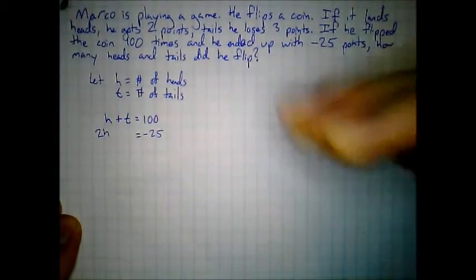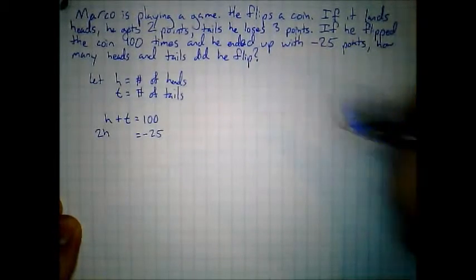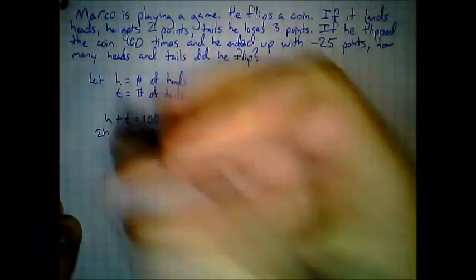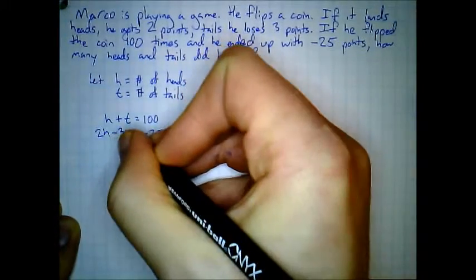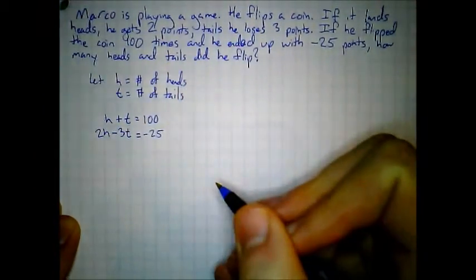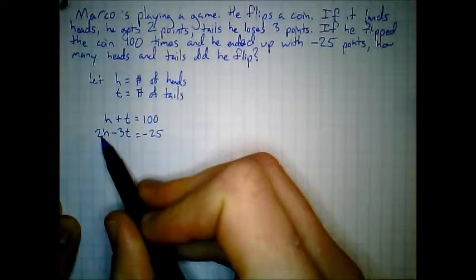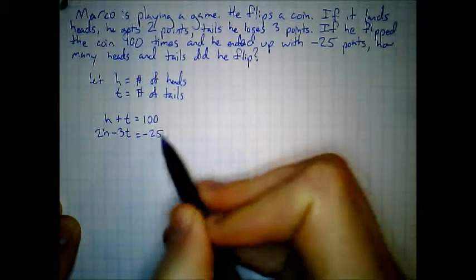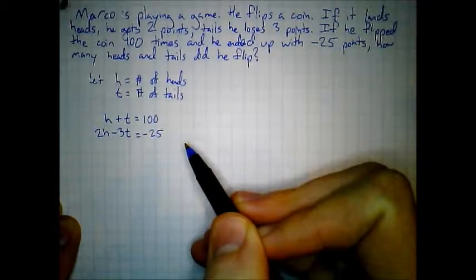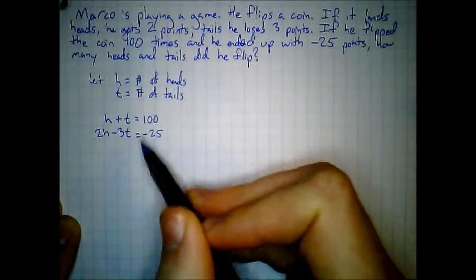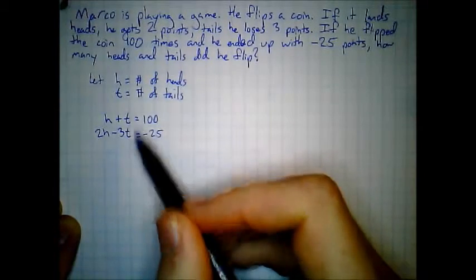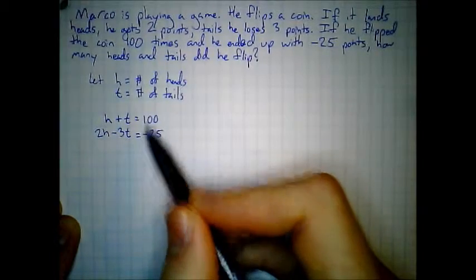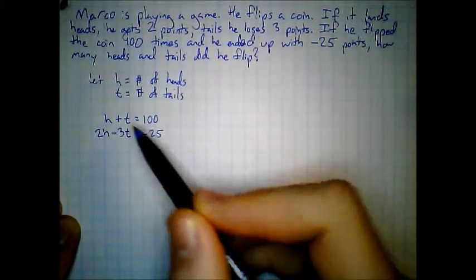Now we have to be a little bit careful, but we're all smart and we all could realize how to deal with this. He loses 3 points for every tails, so we're going to subtract off 3 points for every tails that we get. So it's 2 points per heads minus 3 points per tails gives us our total negative 25 points. We have our system of equations. We realize these are both in standard form because both our variables equal a total in both of our equations.